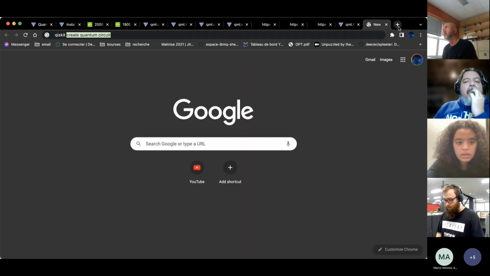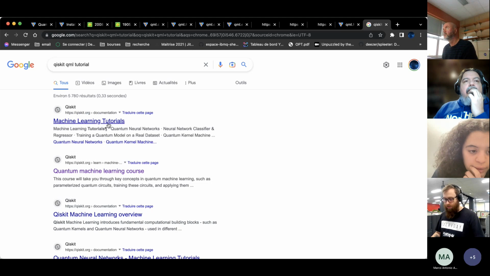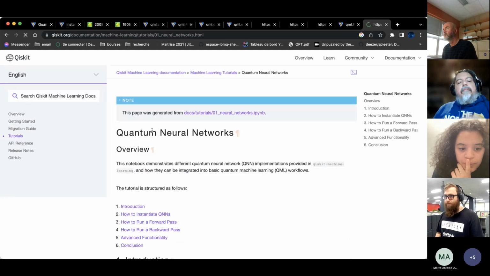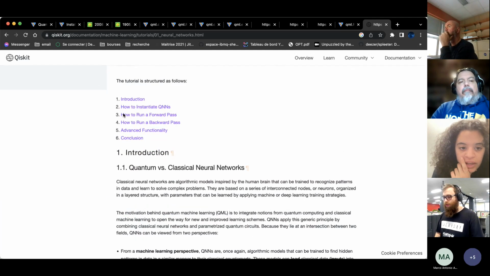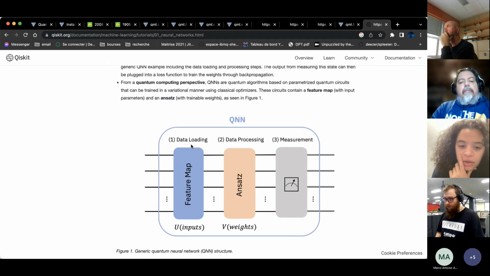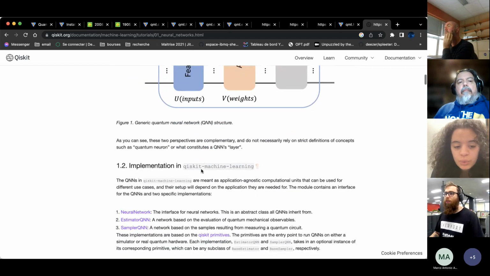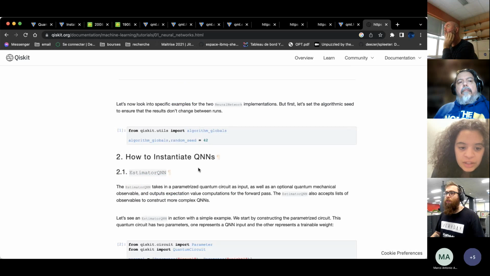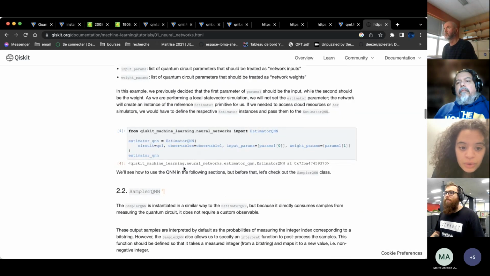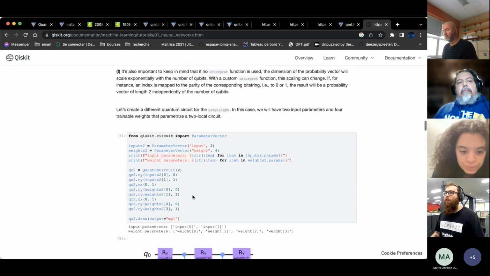I think if I Google Qiskit QML tutorial, I should be able to find it. Yeah. So right here, in this tutorial you have something looking like this, but you could adapt it to what we have, and then later you find some code to actually train and run your model.